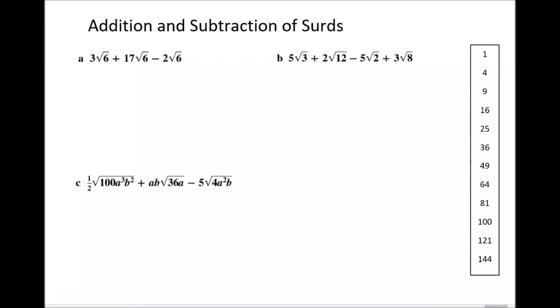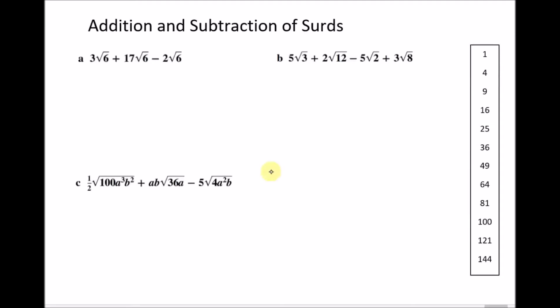In this video, we'll have a look at adding and subtracting surds. In my first expression, I can see 3 root 6 plus 17 root 6 minus 2 root 6. I can see that all of those three surds are already written in simplest form and they're all like surds. So we can go ahead and add and subtract those surds.